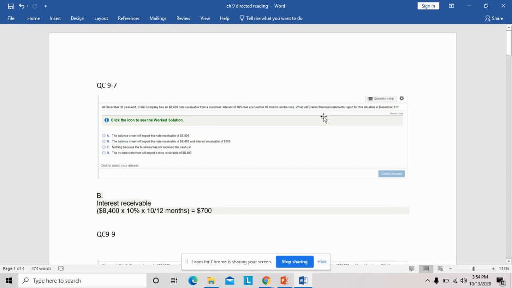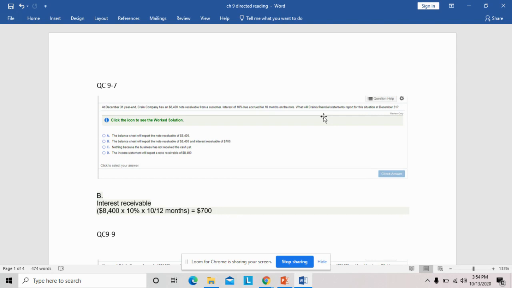So the first problem I wanted to talk about is QC97, which is in your textbook. In this problem, at December 31st, year end, Crane Company has a $8,400 note receivable from a customer. Interest of 10% has accrued for 10 months on the note. What will Crane's financial statements report for this situation at December 31st?